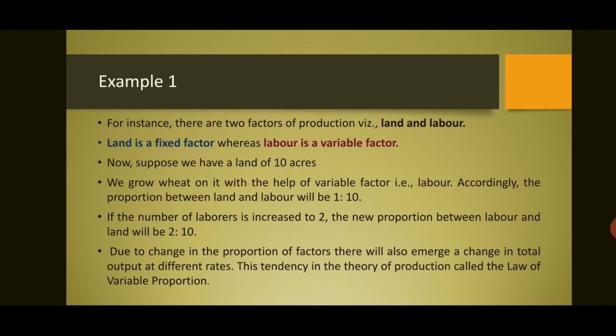Due to change in the proportion of factors, there will also emerge a change in total output in different ways. Of course, we are going to use more laborers, so of course, production will increase. This tendency in the theory of production is called the law of variable proportion.